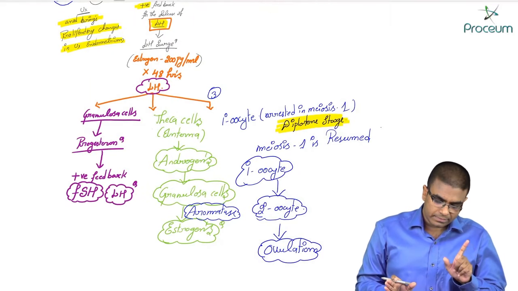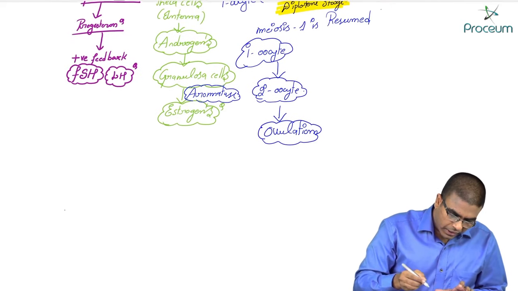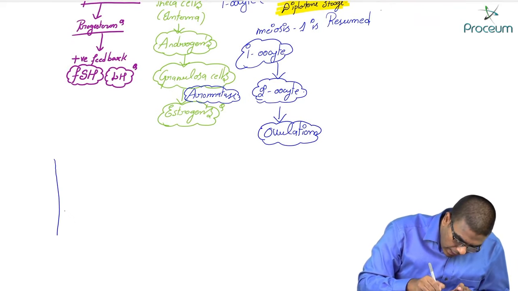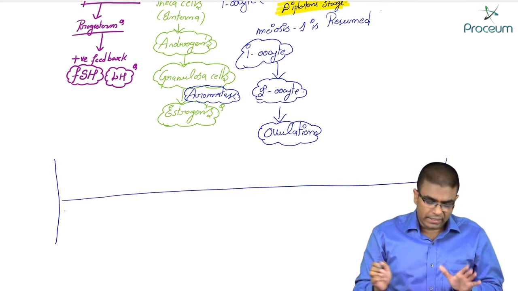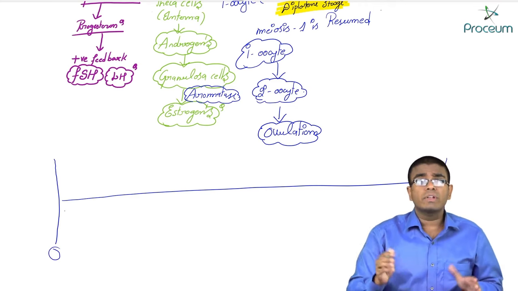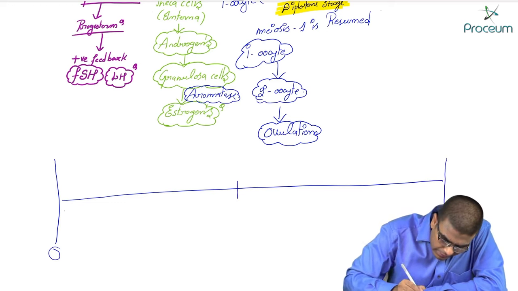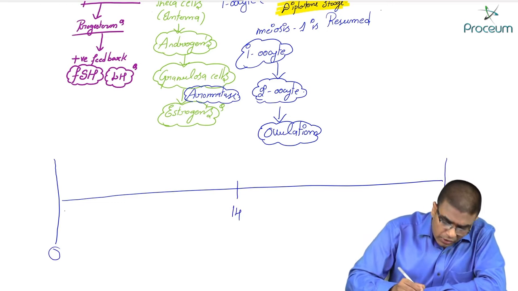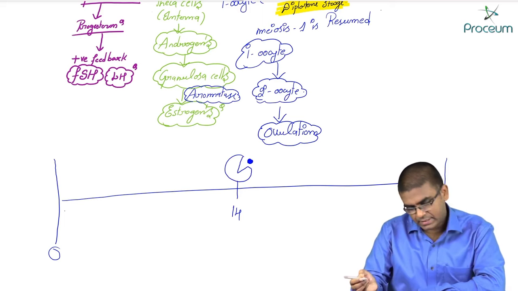The first part of the menstrual cycle is completed with ovulation. Now, concentrate, let me show you a small figure so that you can better understand. This is day 0, this is day 28. Usually the menstrual cycle in a female is around 28 days. This is day 14, and on day 14 ovulation happens. There is rupture of the Graafian follicle and the secondary oocyte is released.